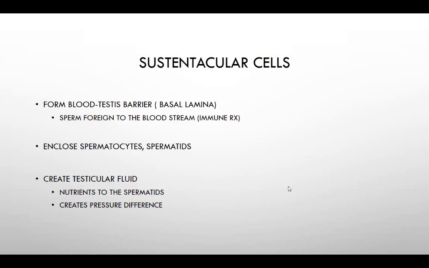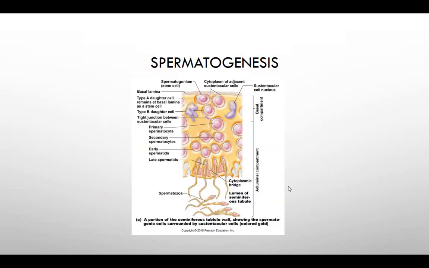So, I can't say this. Sustentacular cells. That's a hard one for me to say. Sorry. They are cells that we were just covering a moment ago. So if we go back here, you can see these cells. These are these big yellow cells right here, and this is the nucleus here.